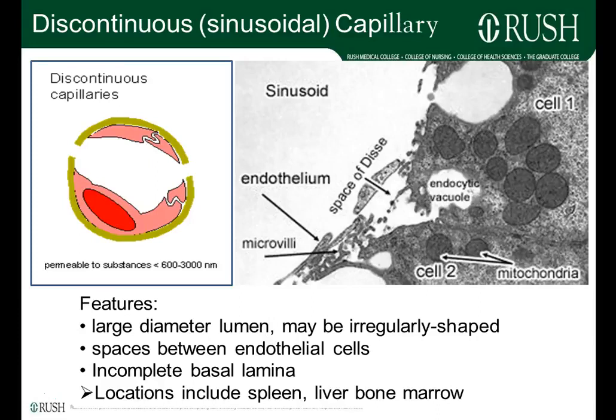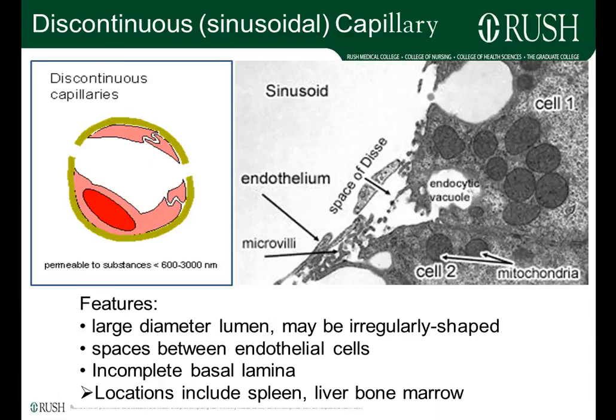Discontinuous or sinusoidal capillaries, first of all, have a very large diameter lumen and can often be irregularly shaped in comparison to the other types of capillaries, which are usually more round. They do have those actual spaces between the endothelial cells, as you can see in the image on the right, and they have an incomplete basal lamina.